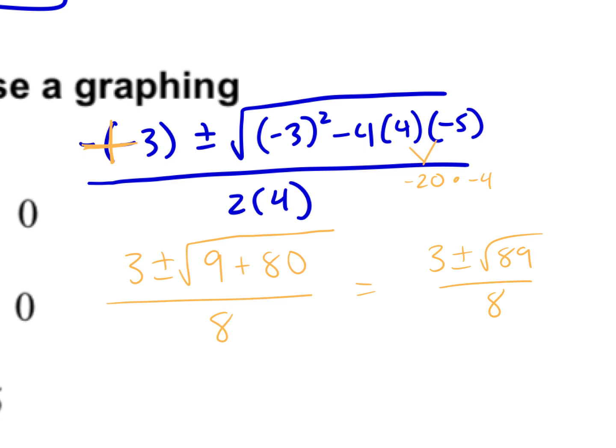Can I simplify the square root of 89? No. So this is our answer. So always check and see if you can simplify it more. If not, then you're done. So if I had, for example, let's say I had 4 plus or minus square root 2 over 2, could I simplify this?